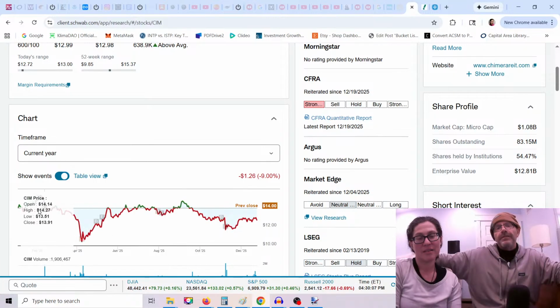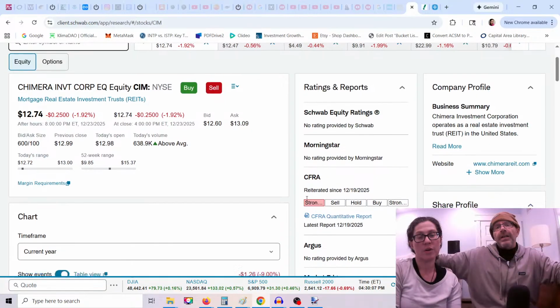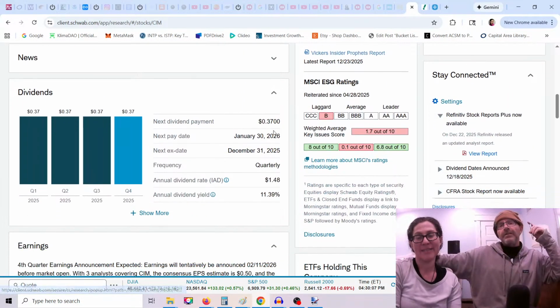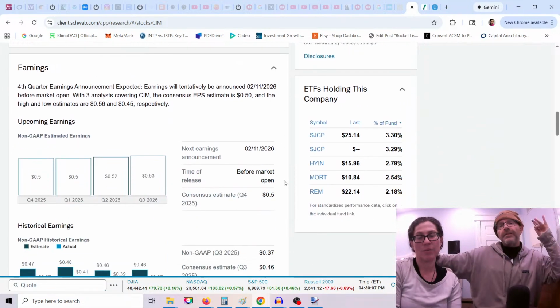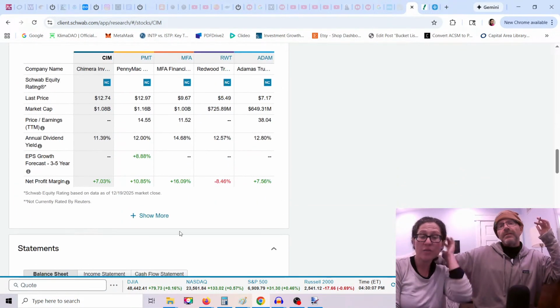So that chart's okay. I'll say 14.5. Okay. 12.74. So this one looks okay so far. Let's stick it into the other 37 research. I like the 11%. 37 non-GAAP, so it covers it just in itself. Profit margins, that one's on the list. Put her on the list.